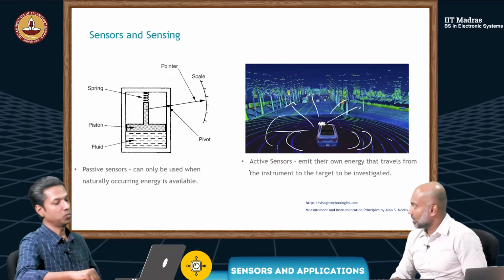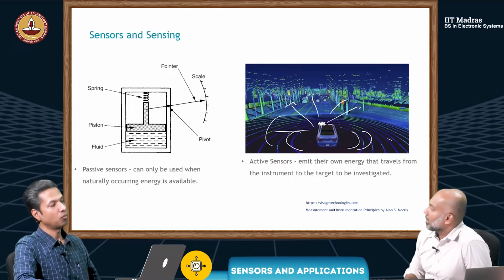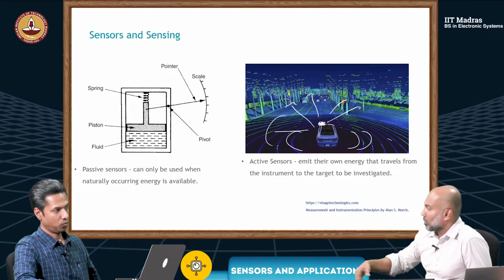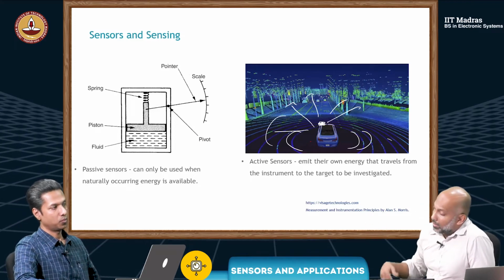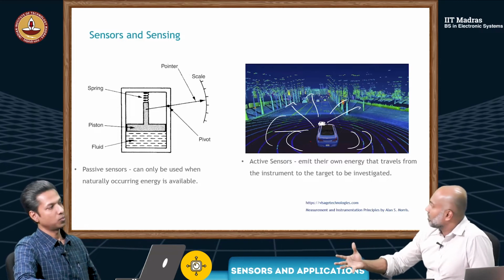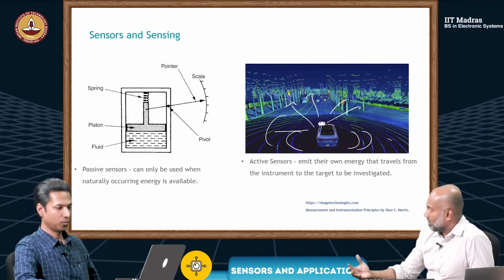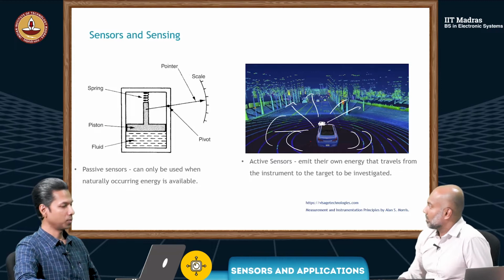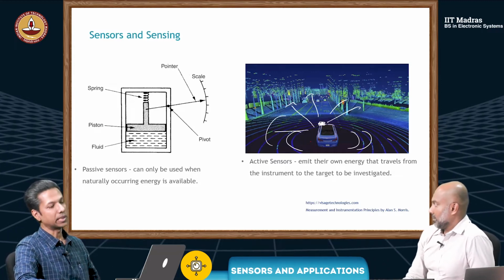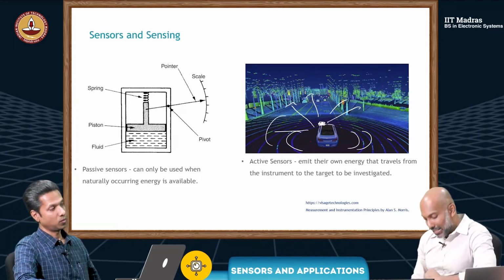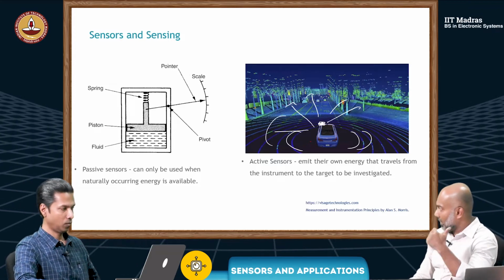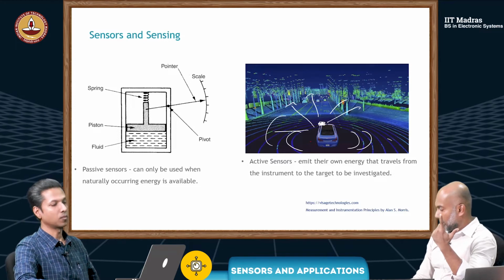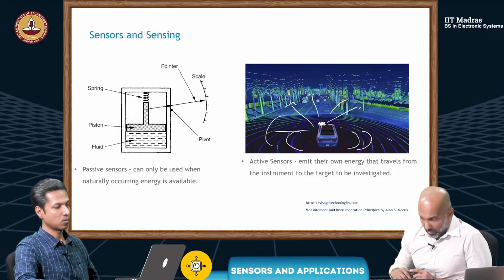Active sensors emit their own energy, which travels from the instrument or sensor device to the target to be investigated, and based on that, you make certain measurements. So when you're talking about sensors, these are the two main types: passive sensors and active sensors.